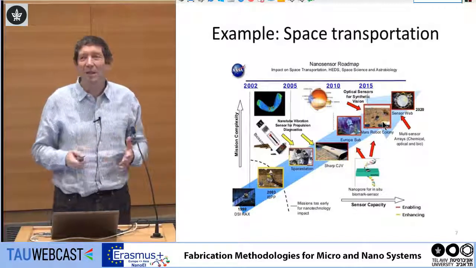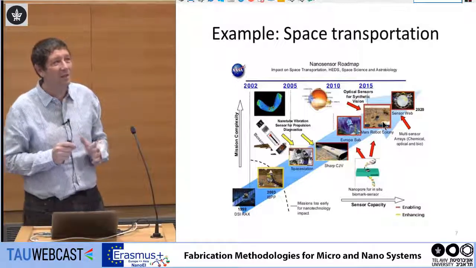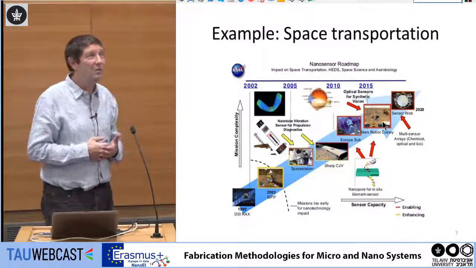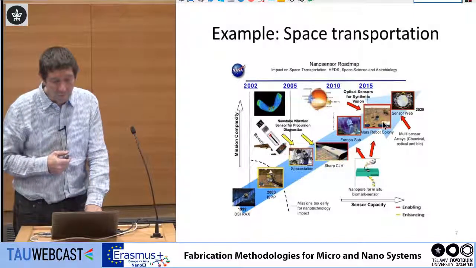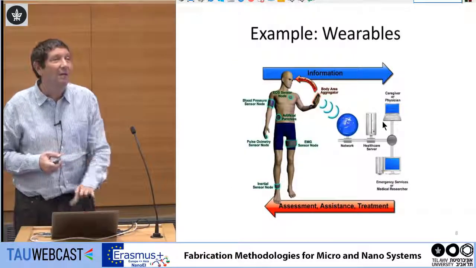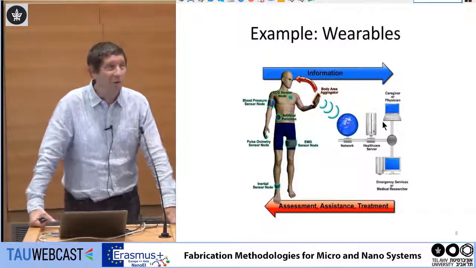But the nanosatellites are not nanoscale satellites. They're still big, but they are very small satellites, and you want to put a lot of information, a lot of circuits, a lot of technology into the satellites. So people talk about a nanosensor roadmap in space transportation. The one which is more fun for you is what we call wearables.